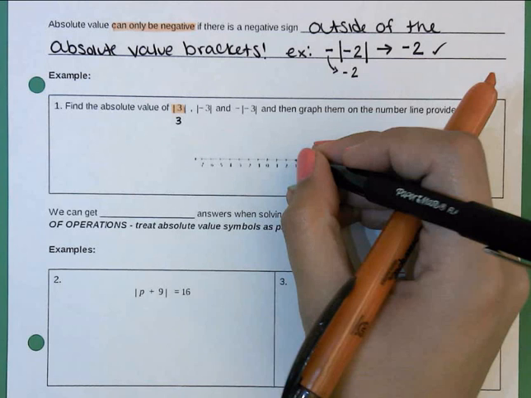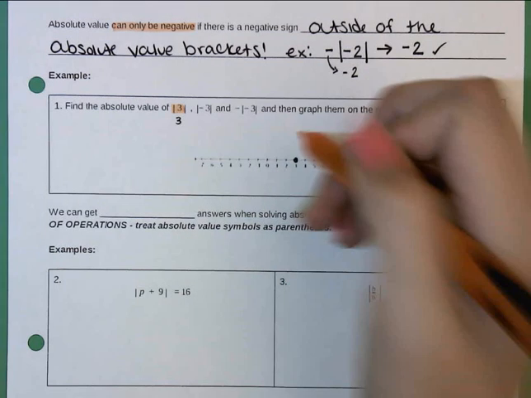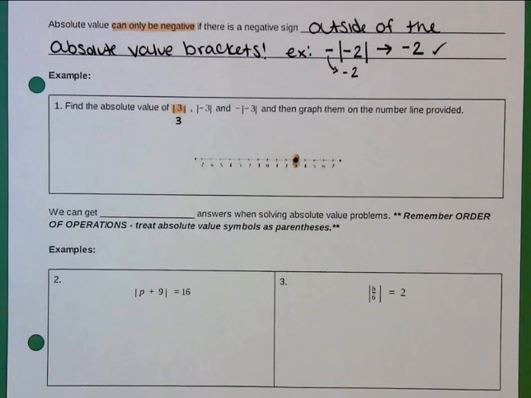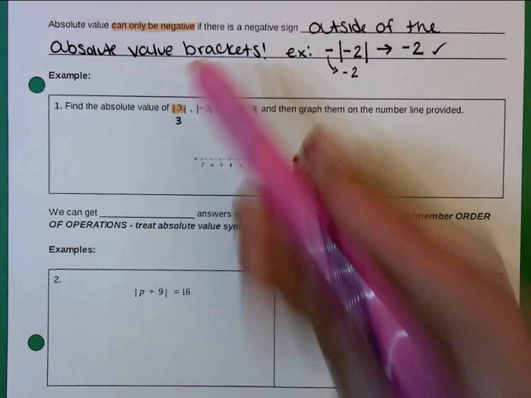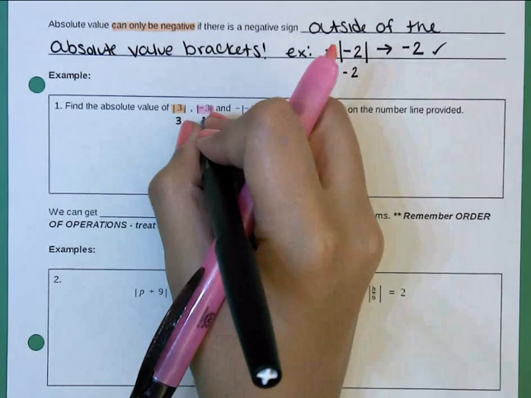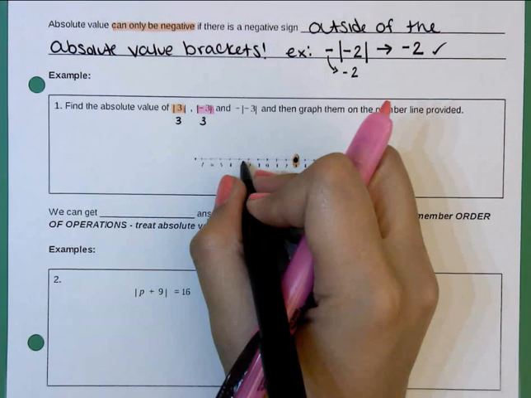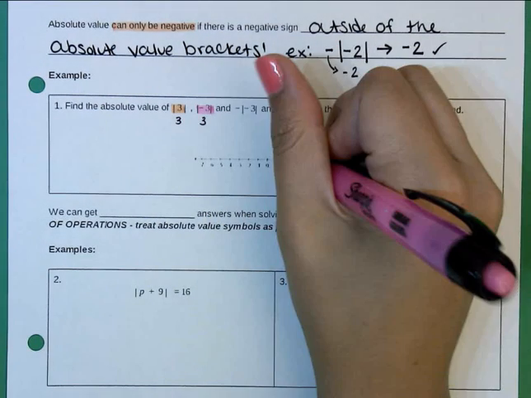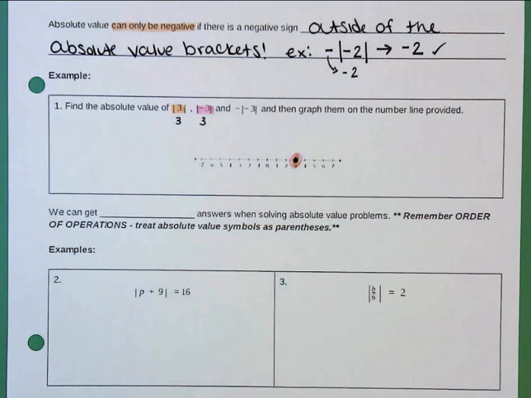Then if I look at the absolute value of negative 3, well, I know that absolute value makes everything positive, so I have also 3. And finally, negative the absolute value of negative 3. Well, we just got that the absolute value of negative 3 is 3, and we have that negative in front, so it would be negative 3.